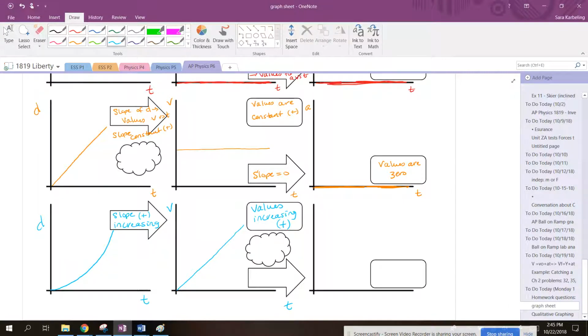Tell me about the slope here. It's constant. Constant and what? Positive. And if that's a constant positive slope, what are the values going to be over here? Yeah.